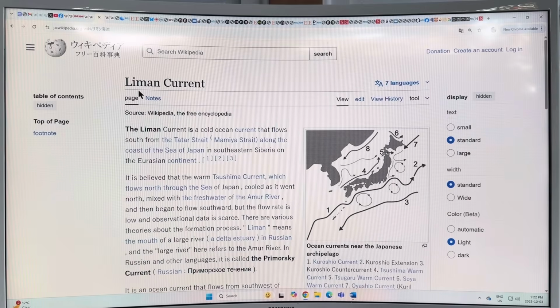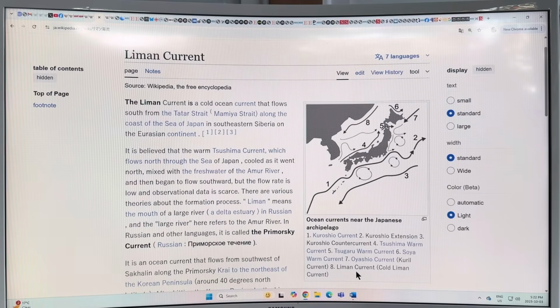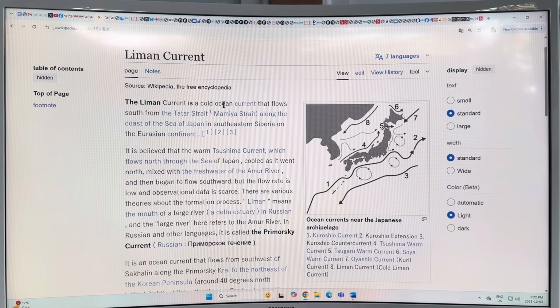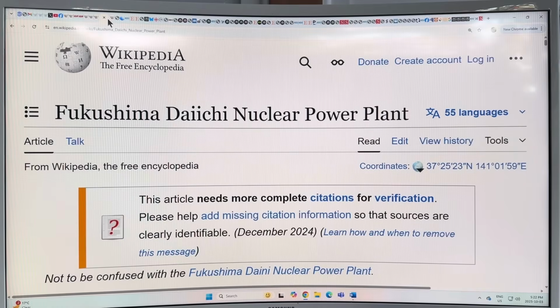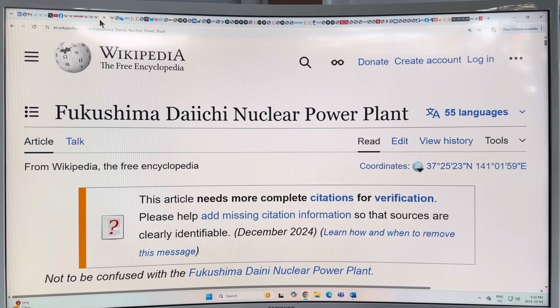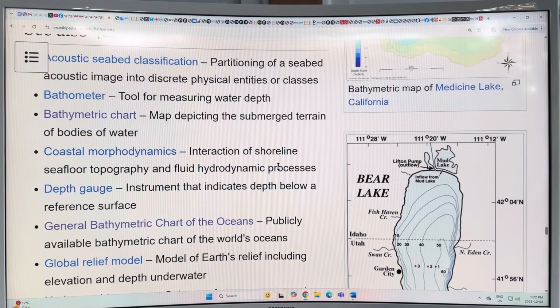Like the Liman Current, which is number 8 right here. There's no Wikipedia page for it, so I went on, and it's a Japanese site, and I just did the translation to get the discussion on this particular current. All the links are in the description. Of course, Fukushima. People have heard of Fukushima up here on this coast. You know how the currents affect where the radiation would be carried from leakage. So there's information on that, and then the bathymetry.